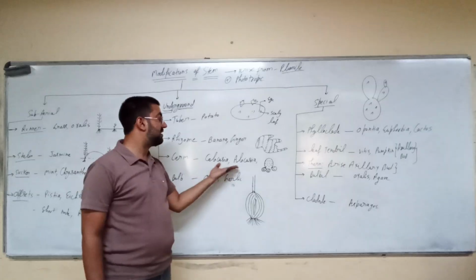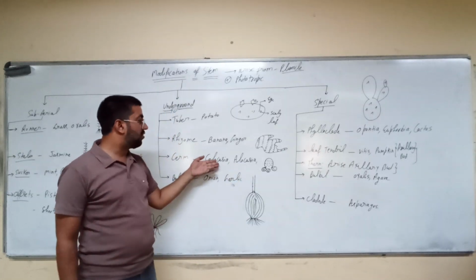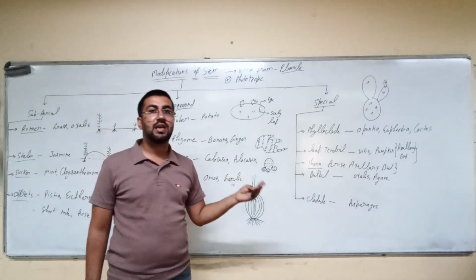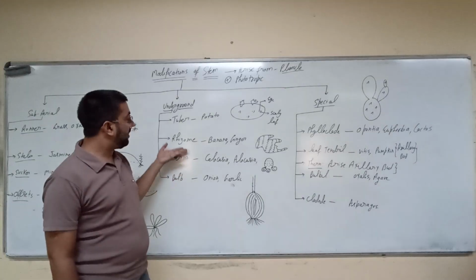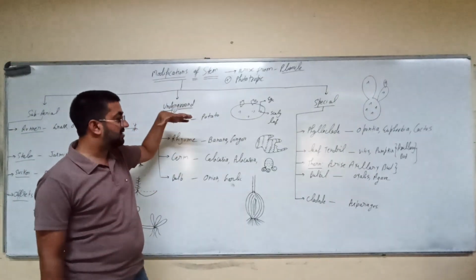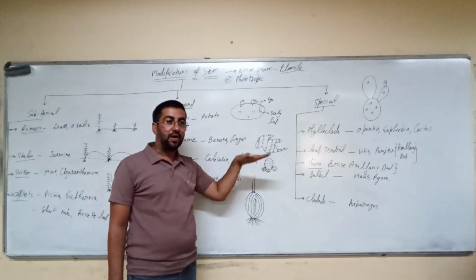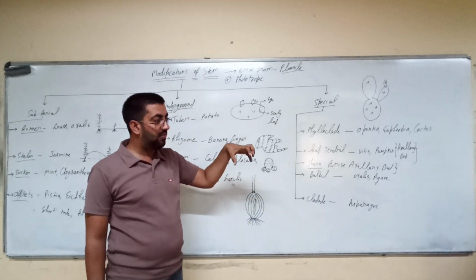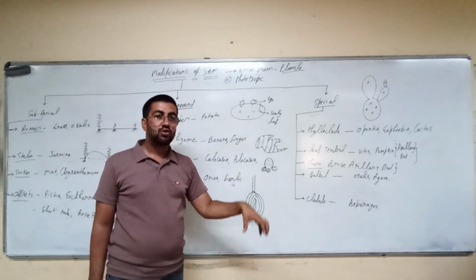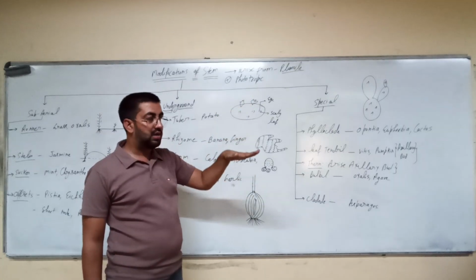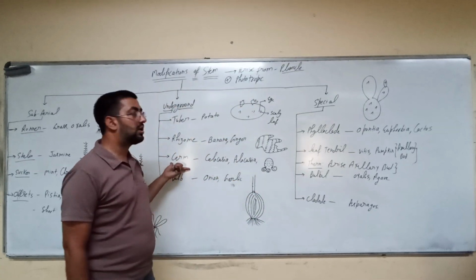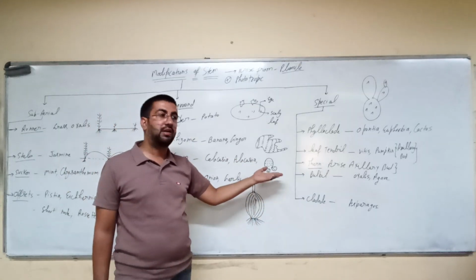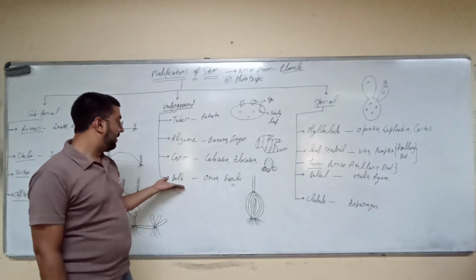Corm, example, alocasia, then saffron, also their corm. In the corm, it is again a modified stem which grows vertically in the soil, meaning upward to downward, slowly moves, and is known as the corm. Such as jimikand, you can say jimikand is also an example of corm.